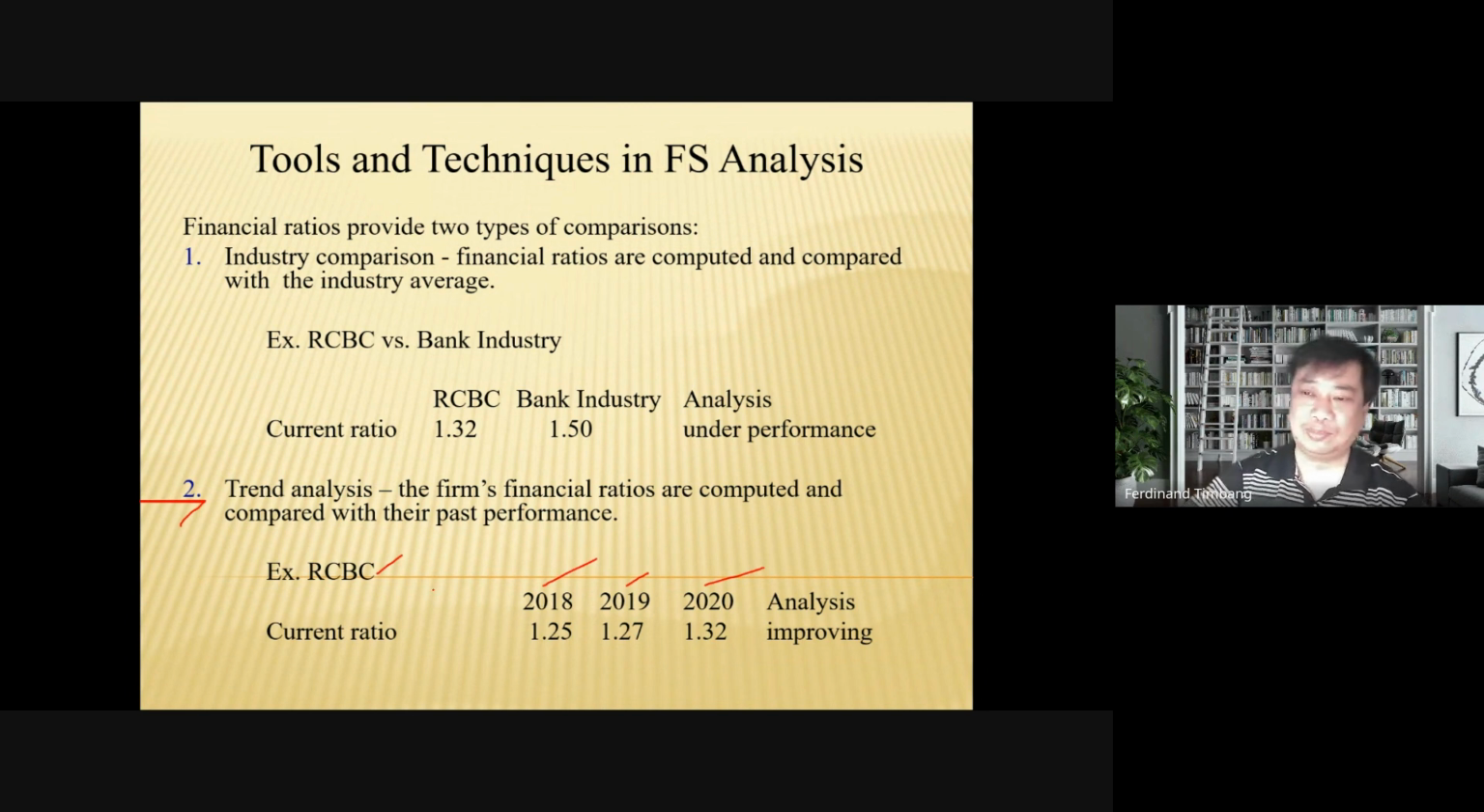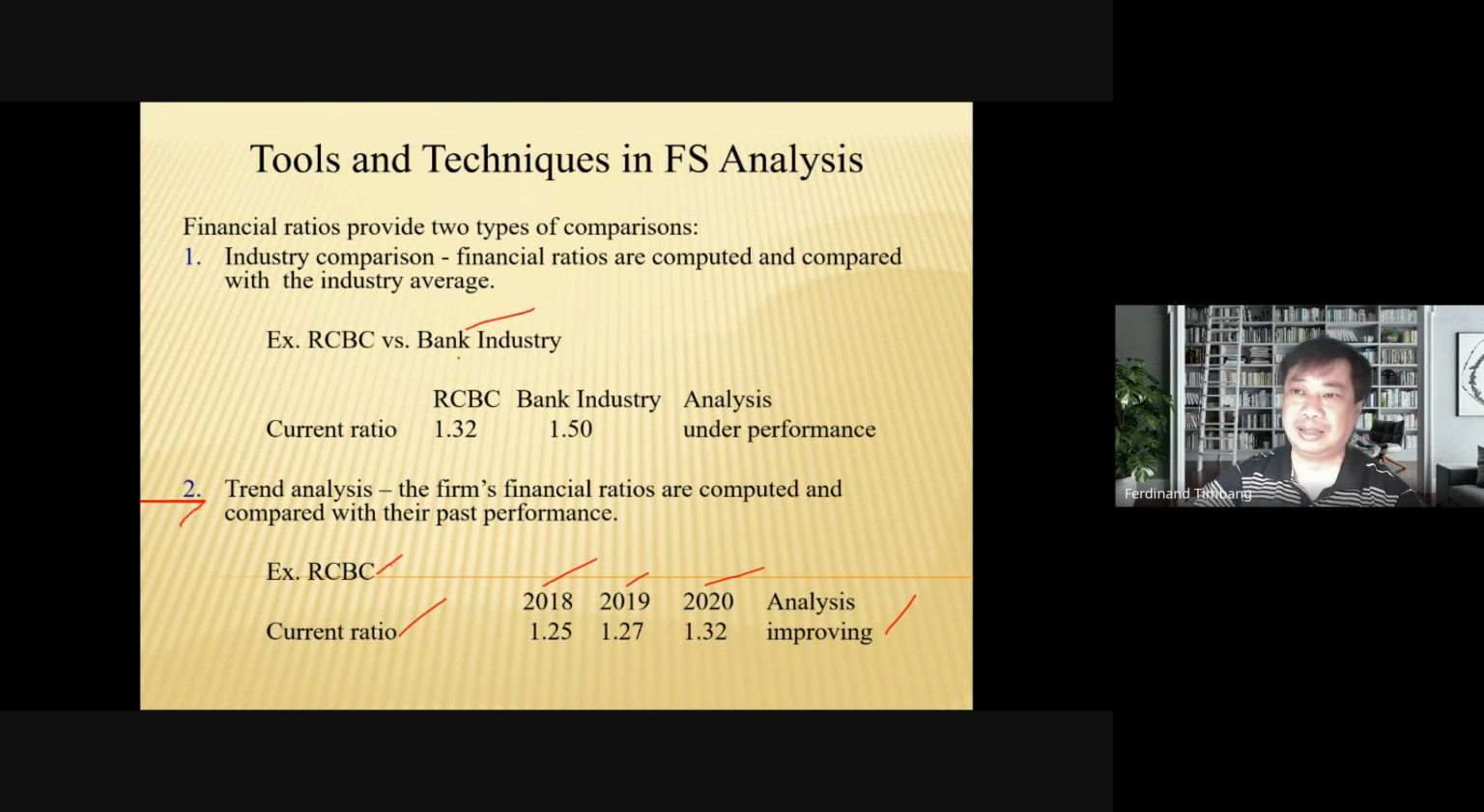By the way, what does it mean when you see current ratio? So when you see current ratio, we are referring to the capacity of the firm to pay the short-term obligations of the company. So it's more on the operations. Kung makikita nyo to, improving siya. Pero, this is an analysis on the performance of the company itself. Si RCBC lang yan. So it is good to compare now RCBC with the industry.